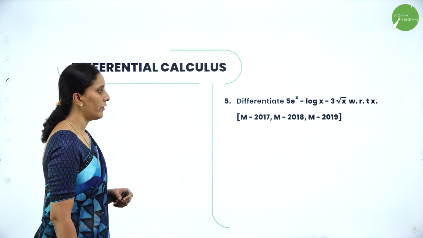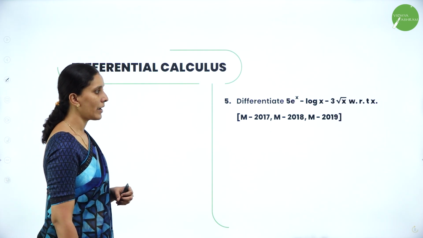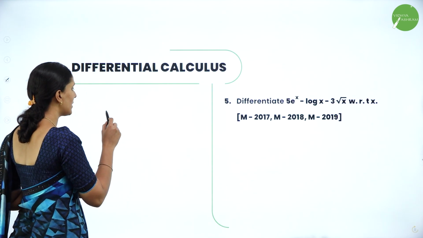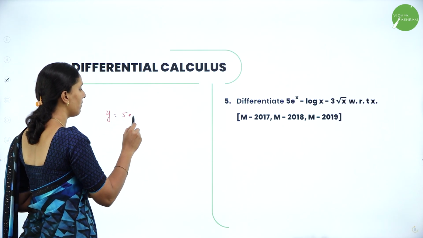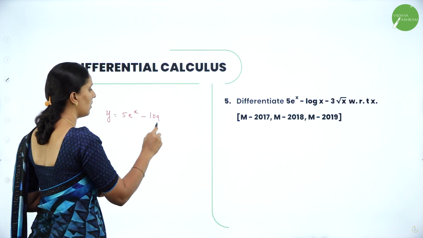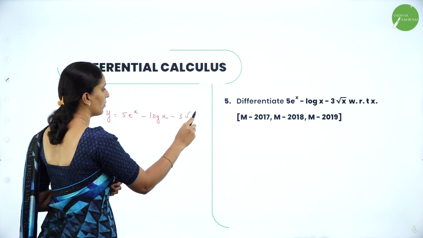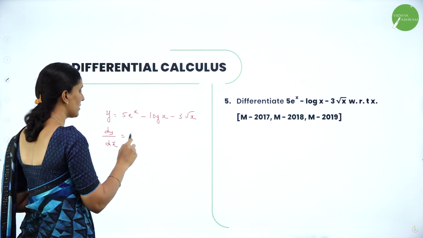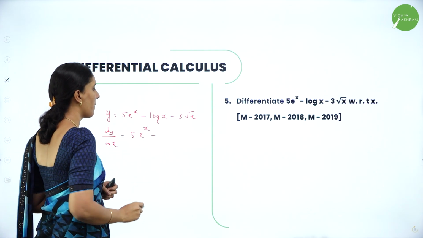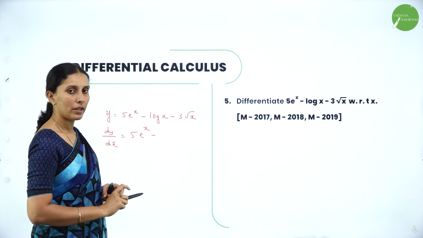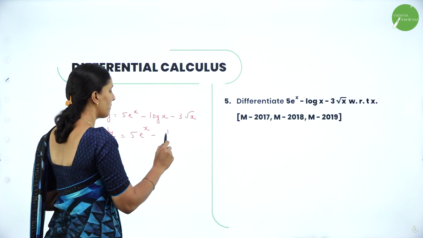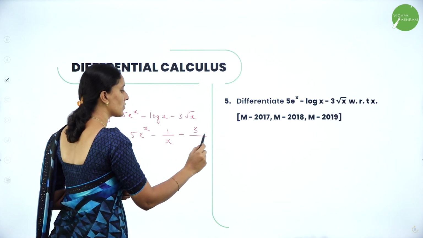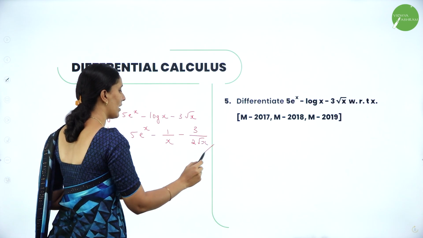Next, differentiate 5 e power x minus log x minus 3 root x with respect to x. Now let's take y is equal to 5 e power x minus log x minus 3 root x. So therefore dy by dx is 5 e power x, because exponential function derivative is itself. Now derivative of log x is 1 by x, minus 3 times the derivative of root x, which can be written as 1 by 2 root x. So we can write like this.